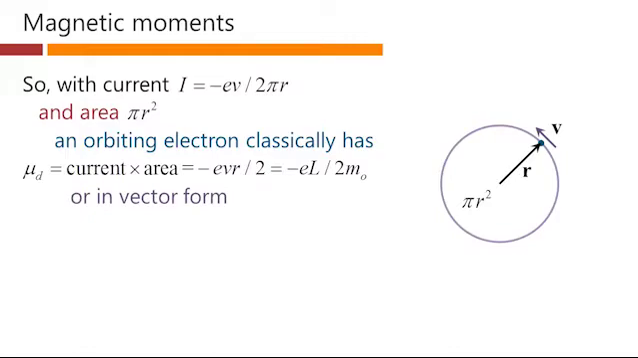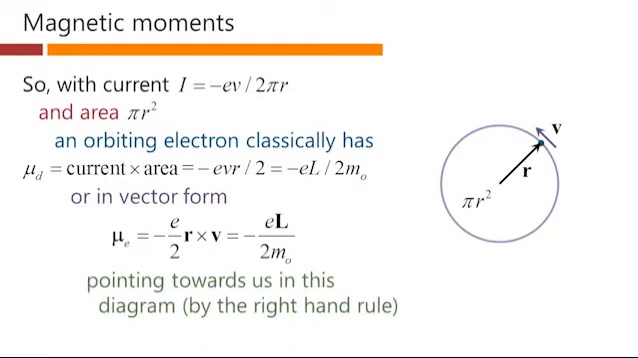Or in vector form, we can define a vector magnetic dipole moment, so it has a direction to it, as minus e over 2 r cross v. So instead of minus e v r over 2, we can choose to define the magnetic dipole moment like this. And that would correspond to minus e over 2 m naught times the angular momentum. With this magnetic dipole moment as a vector pointing towards us in this diagram by the right-hand rule of the vector cross product.